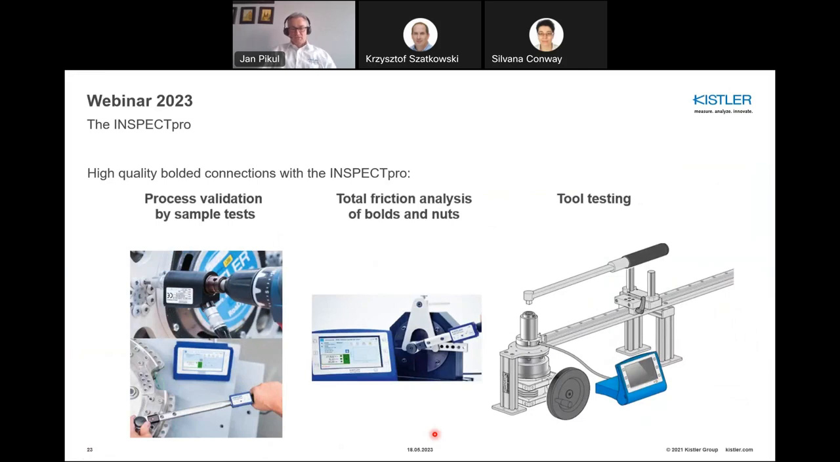Now I want to tell you something more about our Inspect Pro system. In each stage of production, we can use that system for process validation, as I told you a few slides before. Then we can also test the total friction, using the special additional force sensor. And also we can test the mechanical wrench with the stationary transducer and print out the certificate.